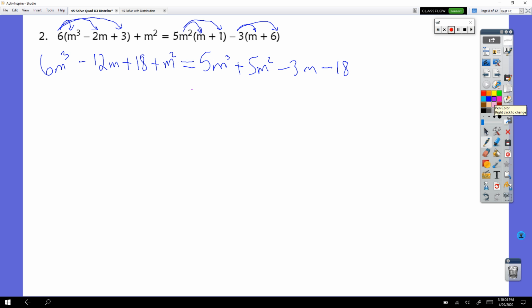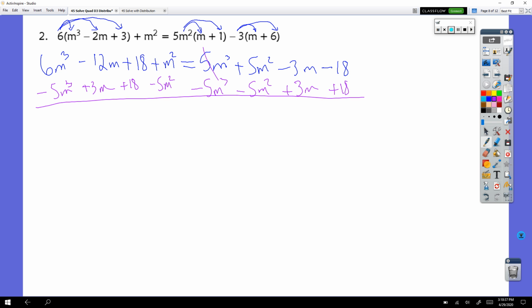So I'm going to subtract 5m cubed. So I'm moving the smaller variable. That's how it links together with what we have done previously. And all the other terms need to move over also. So I'm going to subtract 5m squared, and I'm going to make sure I line up all of my matching powers. I'm going to do a plus 3m on both sides, and I'm going to do a plus 18.